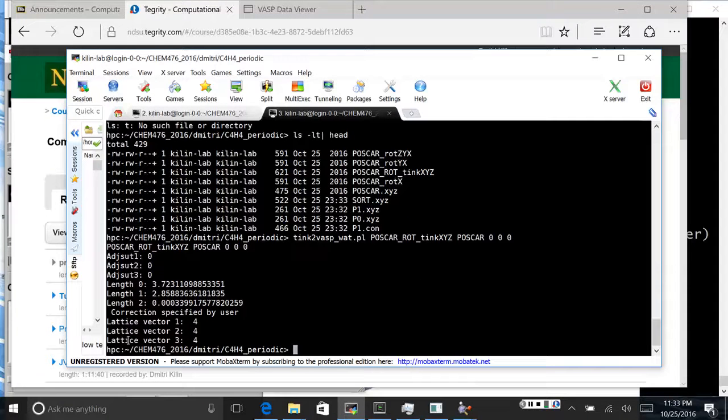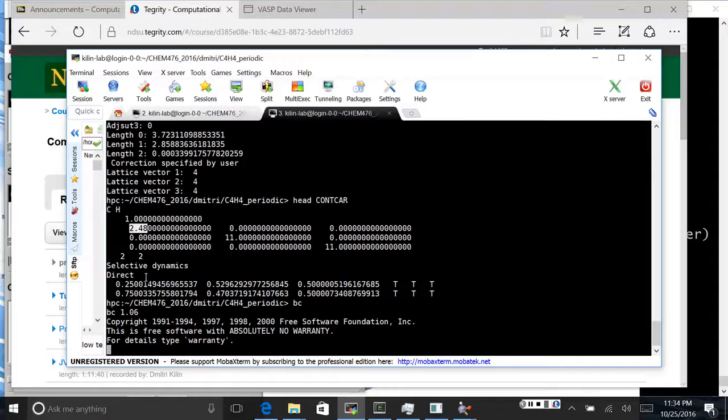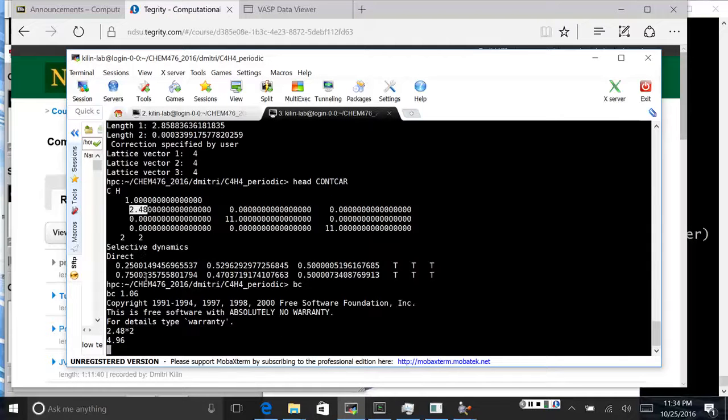So if we look at the original CONTCAR, we see that the size of the unit cell in x direction was 2.48. Okay. Therefore, the size of the new cell should be 2.48 multiplied by 2, 4.96.